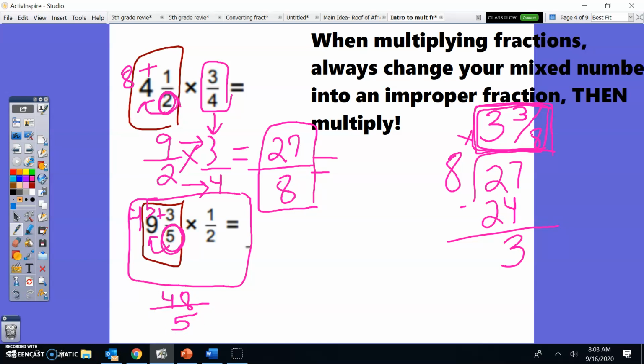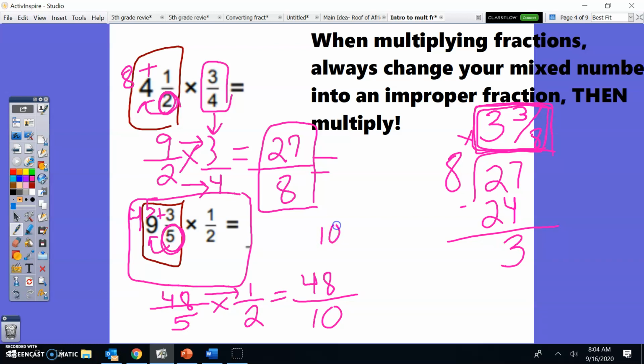So 48/5 times 1/2. I'm going to multiply straight across. 48 over 10. Now I know that 48 and 10 are both even numbers, and I know I still need to transfer that into a mixed number. So what I'm going to do is I like to simplify my improper fraction first and then change into a mixed number. You could do it the other way and change into a mixed number and then simplify. It's up to you.